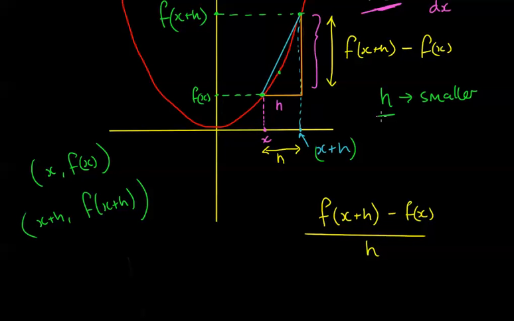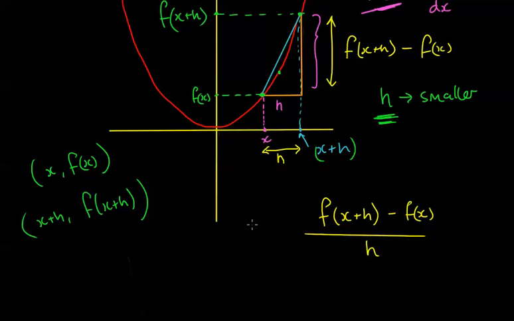Just make it as small as possible. Or how about you make it infinitely small? You just continue making it smaller and smaller and smaller forever, right? Then you'd start approaching this value here. You start approaching the tangent.